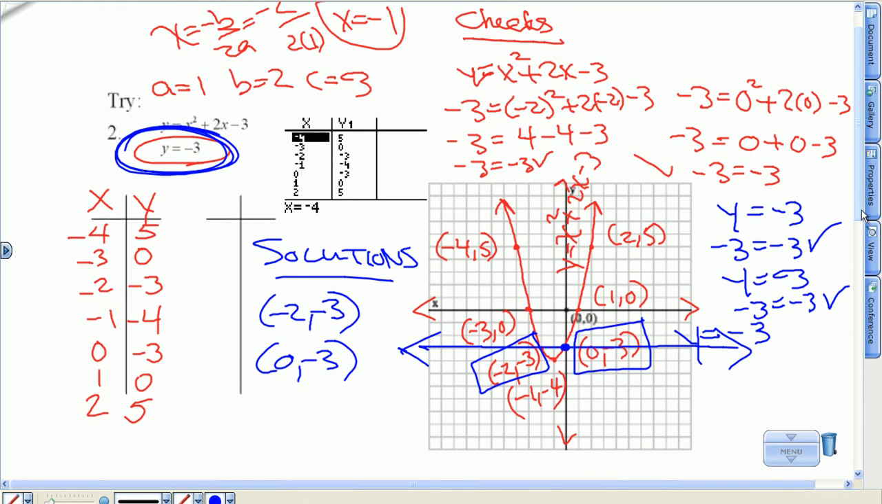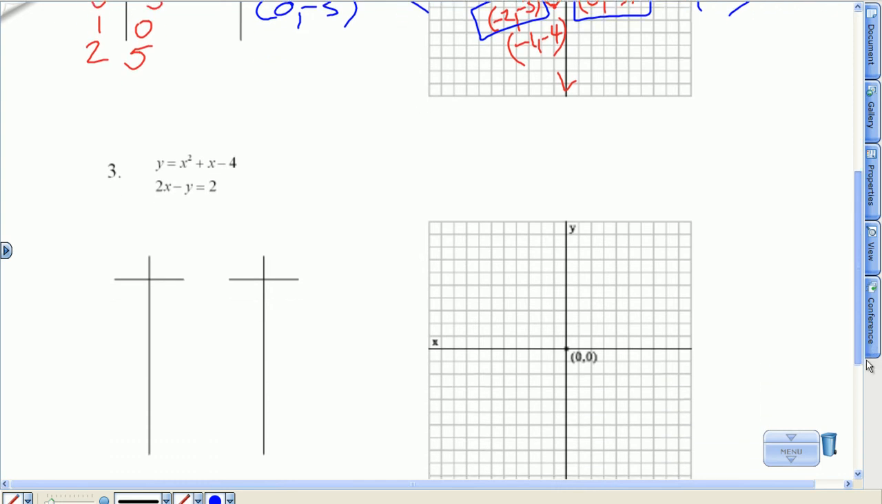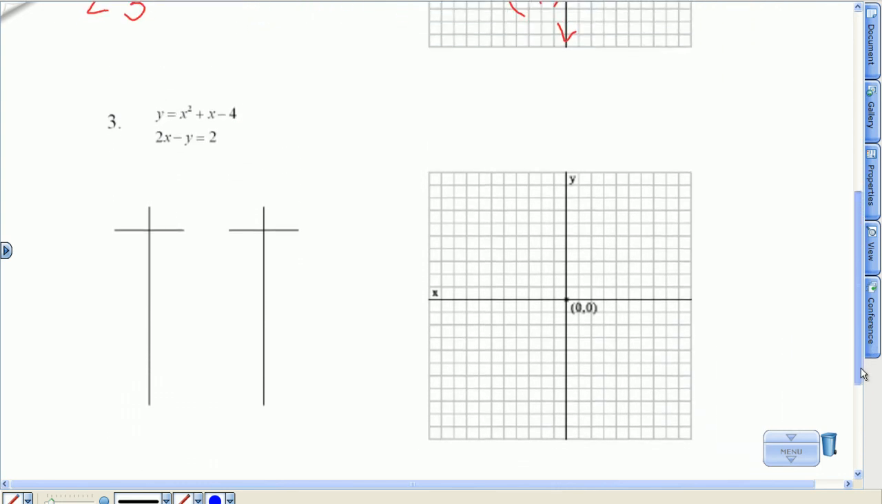Without the checks, the highest score you can get is an 80. And what a shame. You did all the graphing, you found where they intersected at these 2 points. You found their coordinates, but then you only got an 80 because you didn't do the checks. It's pretty common. Alright, one more problem here.